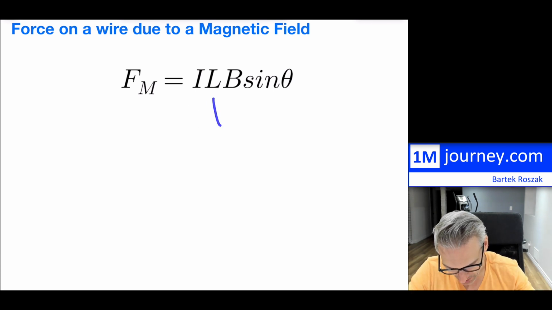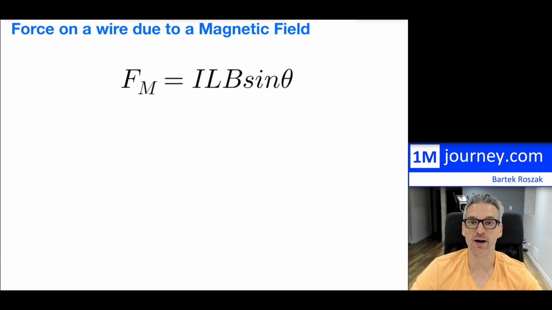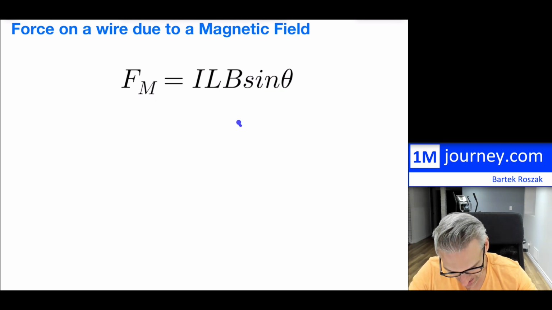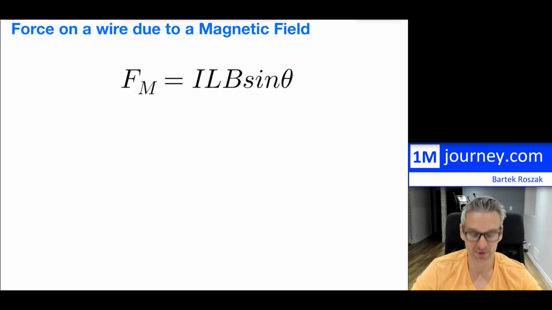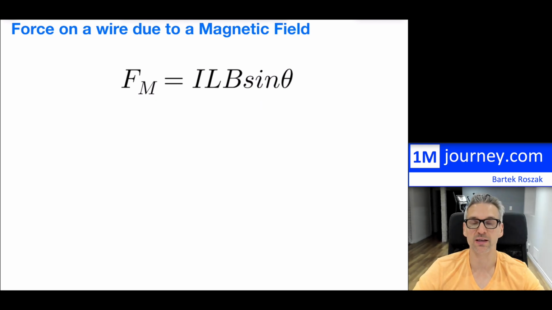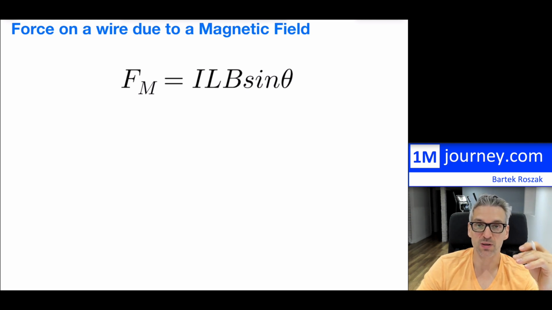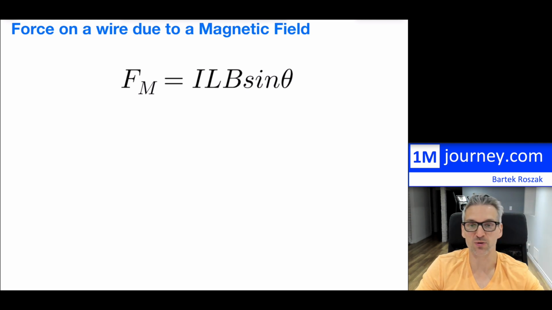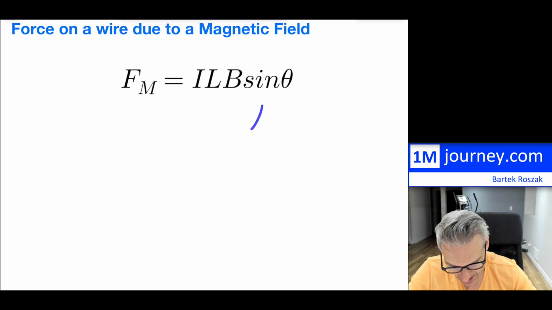The length of the wire, or the length of the piece of the wire that you're interested in, is just L, capital L. This is the magnetic field strength. And this theta is just the angle in between, where the current is traveling. This is the conventional current, the positive side. You find the angle between the direction the conventional current is traveling and the magnetic field, and then you take the sine of it.